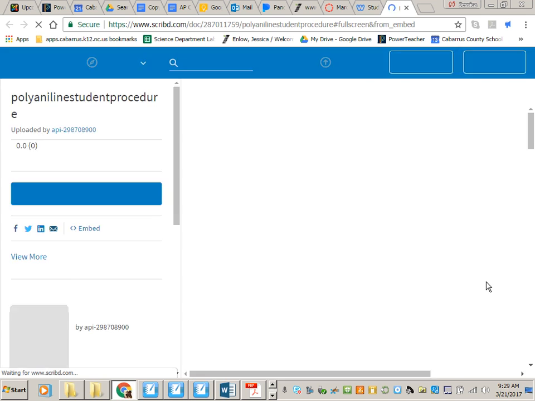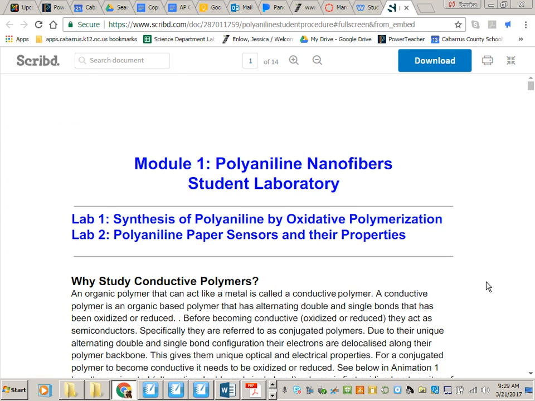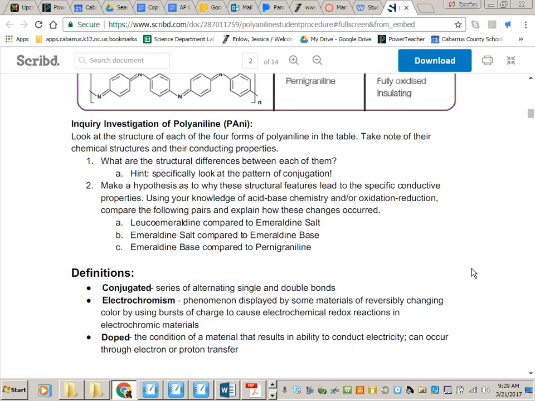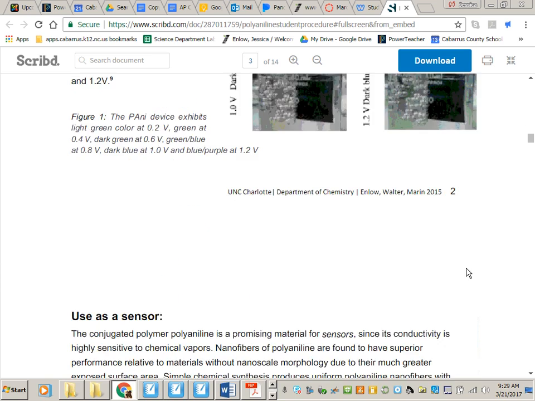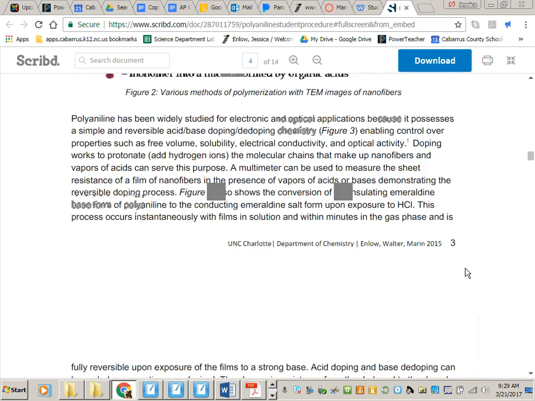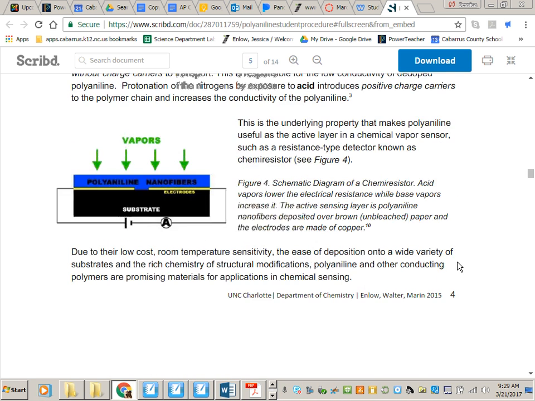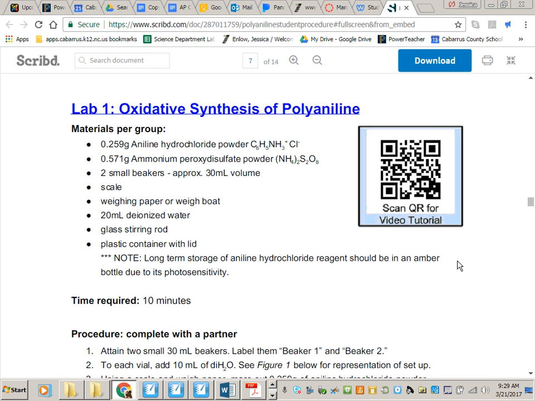So the first module is called polyaniline nanofibers, student lab, and you guys can click to expand it out to full screen. And you can see this is all me. So pre-lab, look through stuff about doping, look at some of the examples, it's pretty cool. A little extra reading with oxidation and so forth. But then the real part of the lab starts under lab 1. You guys will make your samples, and it tells you exactly how to do it.